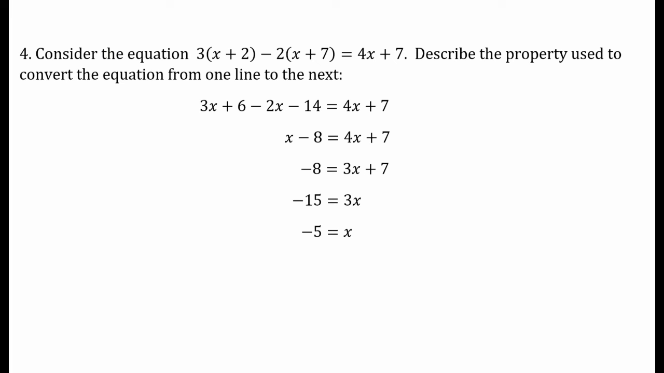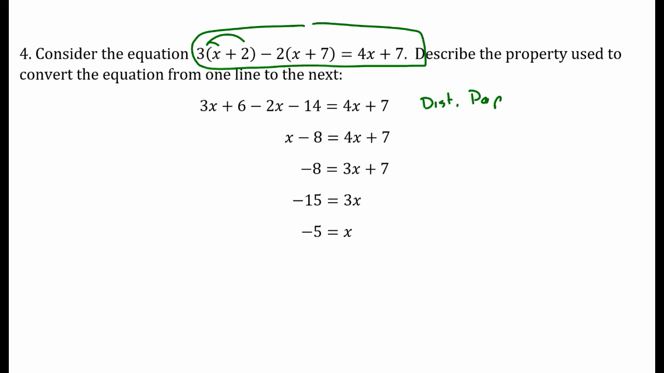Consider this equation. Describe the property used to convert the equation from one line to the next. So I started here. This is our start. I want to know what happened as we go line from line here. So how do I get from here to here? Well, nothing changed there, but it looks like I applied the distributive property. 3x plus 6, they distributed -2, good. And then it looks like they combined like terms here, which is really the commutative and associative properties. That's combining like terms.